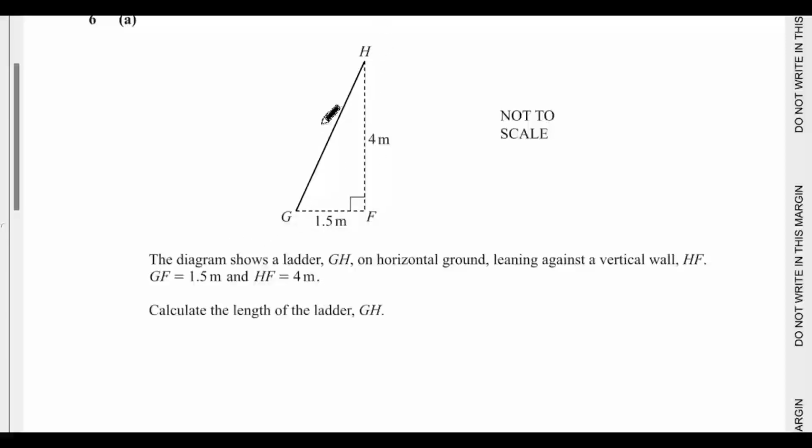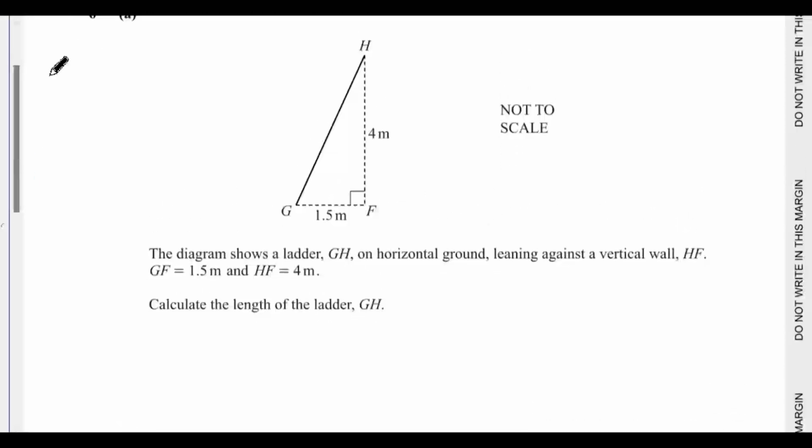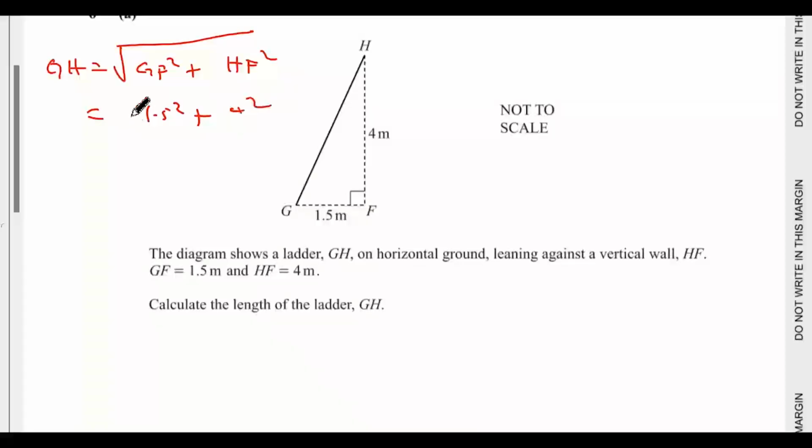So here you can use our Pythagoras theorem. GH is the hypotenuse. So GH equals the square root of GF squared plus HF squared, which equals 1.5 squared plus 4 squared. If you input this into your calculator, you should get GH equals 4.27.